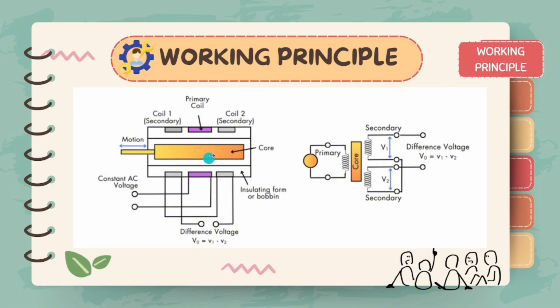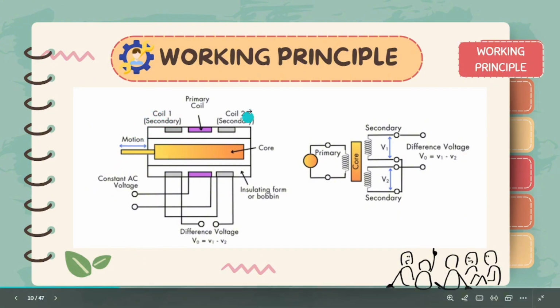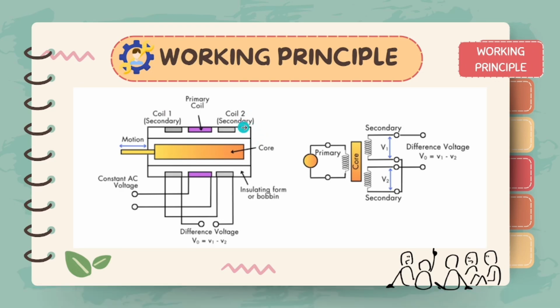The next part is the two secondary coils, which are on the left and the right side. These are placed symmetrically on both sides of the primary coil. So this AC magnetic field induces voltage, which is V1 in coil 1 and V2 in coil 2. As for the movable core, once the core moves to the left, you can see the motion arrow, and it will also move to the right. Its position changes how strongly the magnetic field links to each secondary coil.